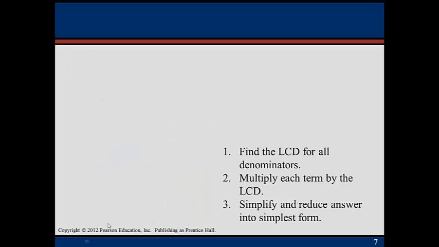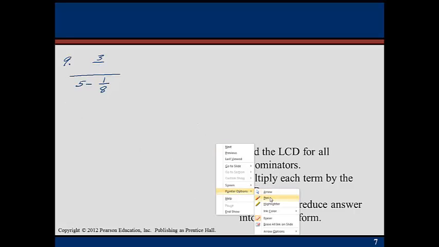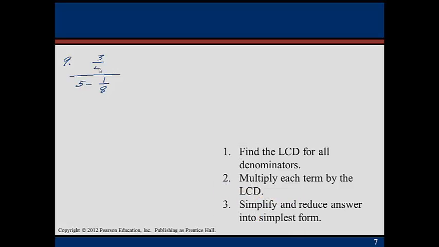Okay, let's look at another example. Let's look at number 9. So again, we're simplifying, and it says 3 over 4, all divided by 5 minus 1/8. Okay, so we need to simplify this. We're going to use the method of the LCD. So let's find the LCD.